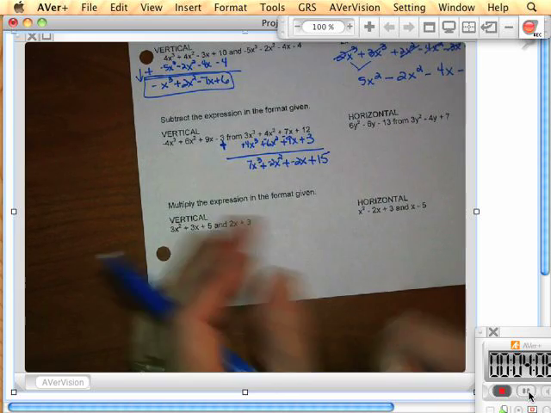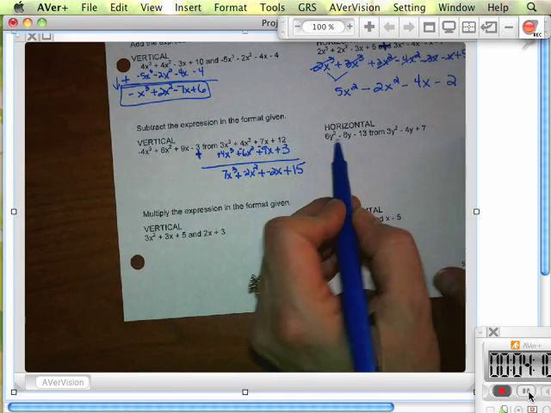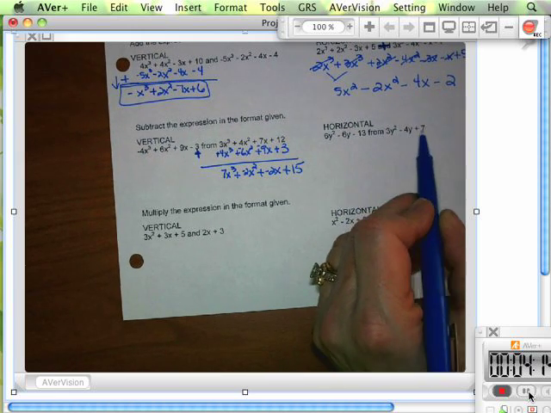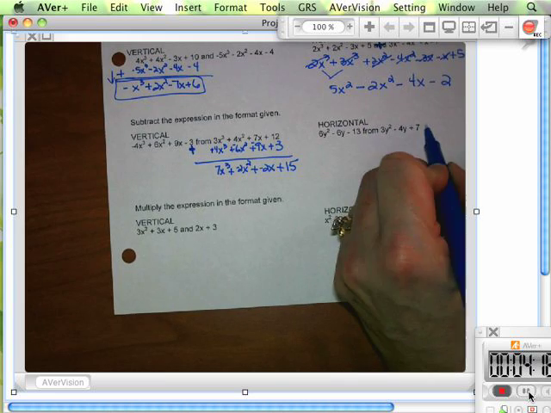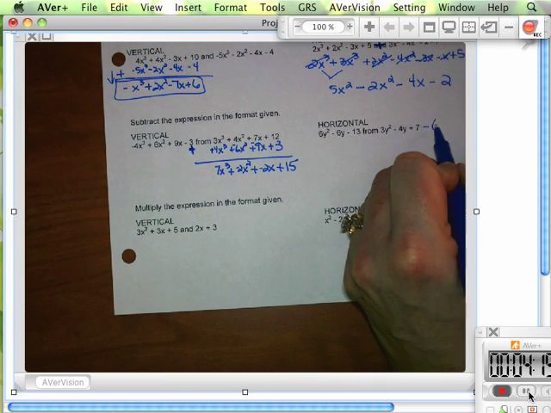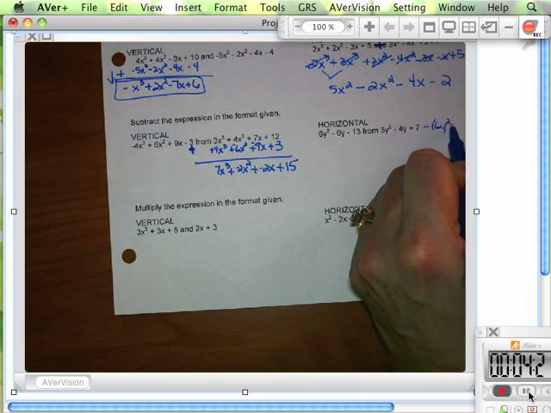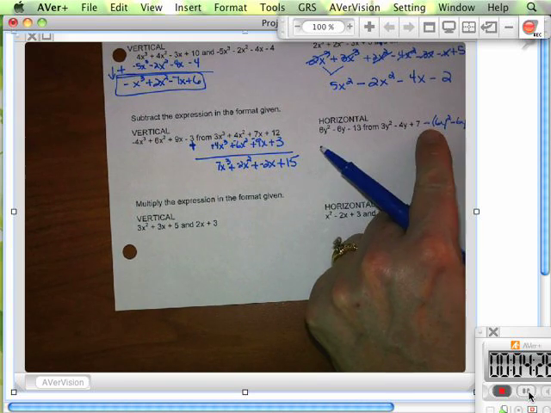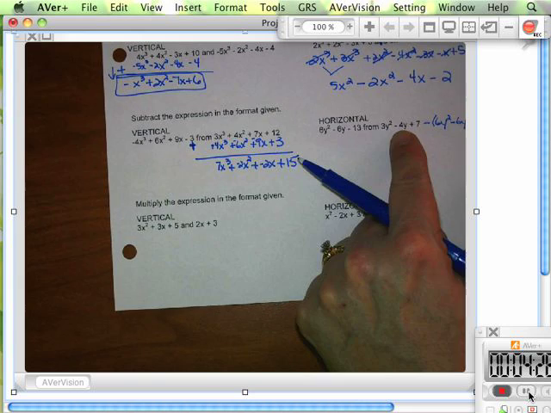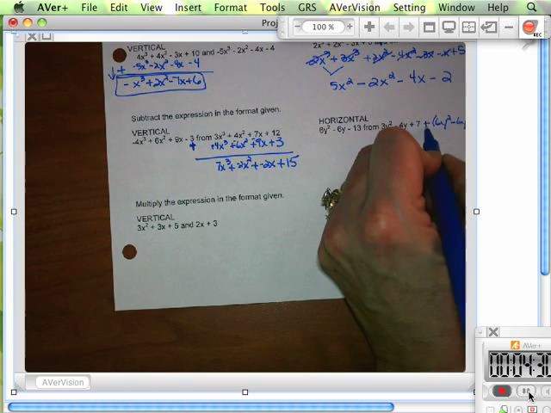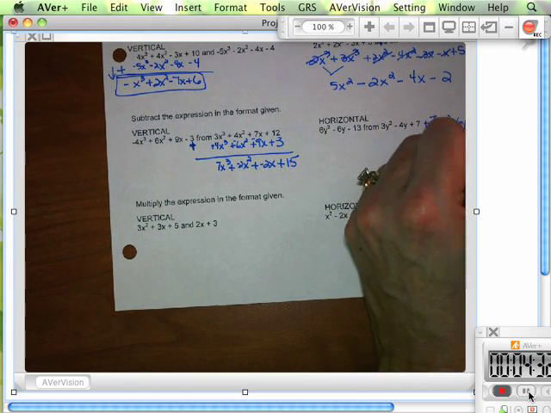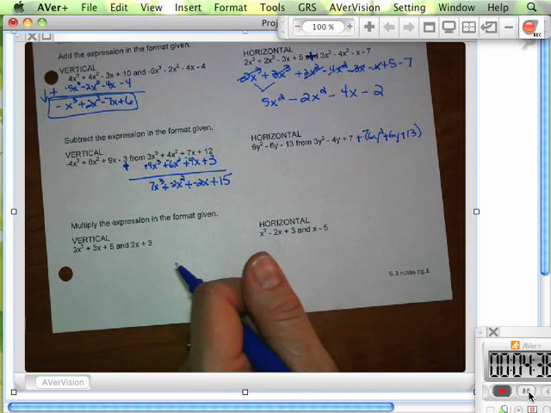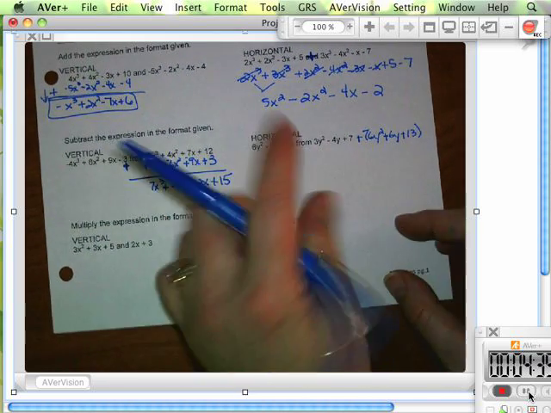Okay, horizontal. So again, we're going to take this away from this. So I'm going to put a subtract here. I'm going to put this in parentheses. 6y squared minus 6y minus 13. I'm subtracting this polynomial from this. So again, if I change this to an add and change these all to their opposites, then I can just combine like terms. Oh, sorry about that. You couldn't see that for a second.